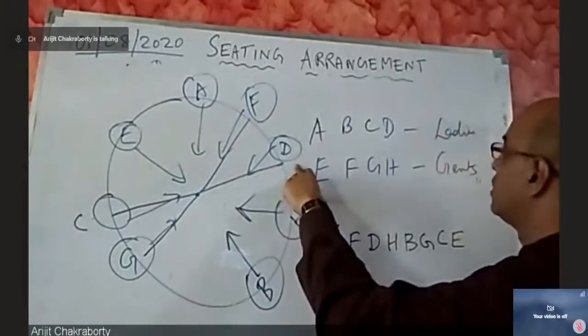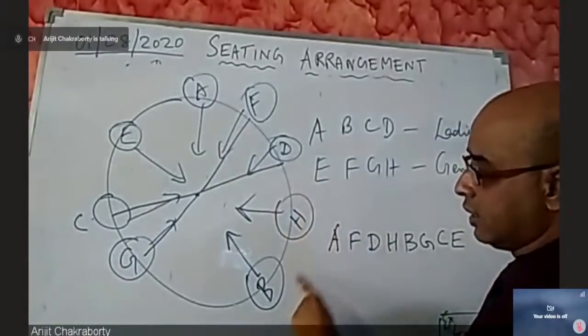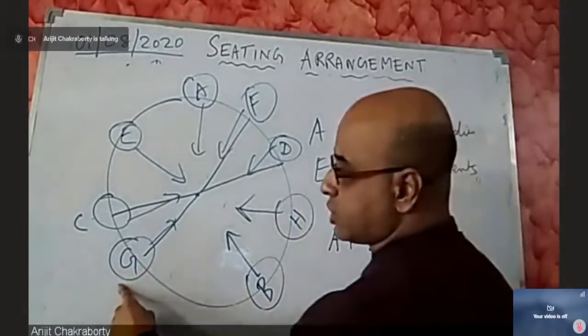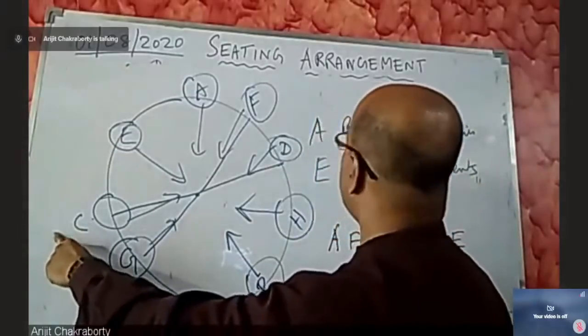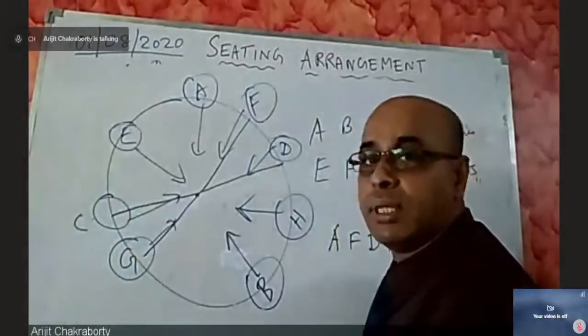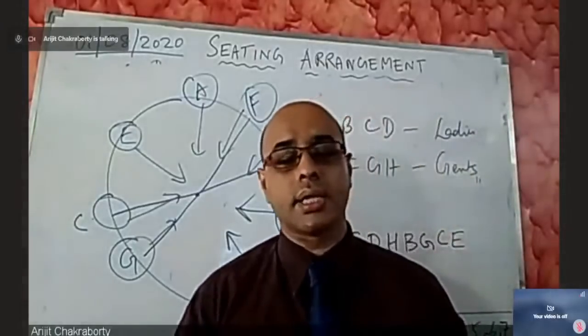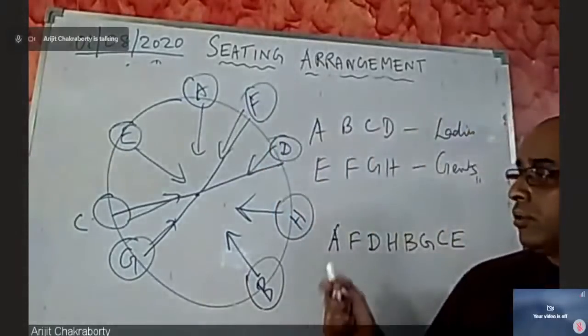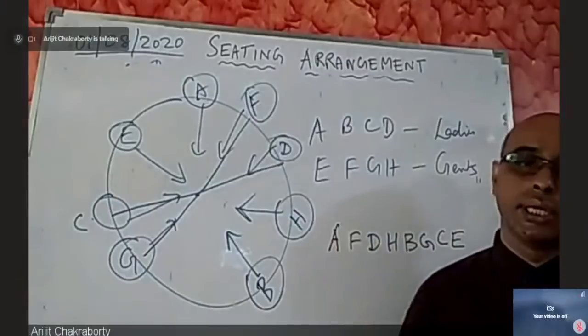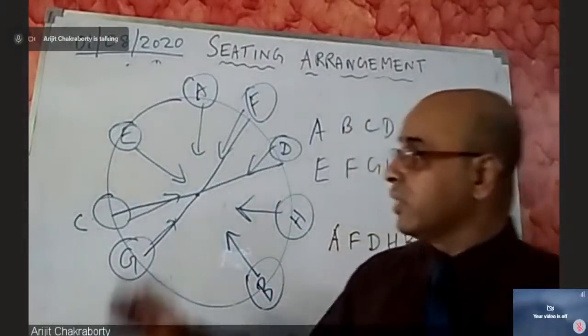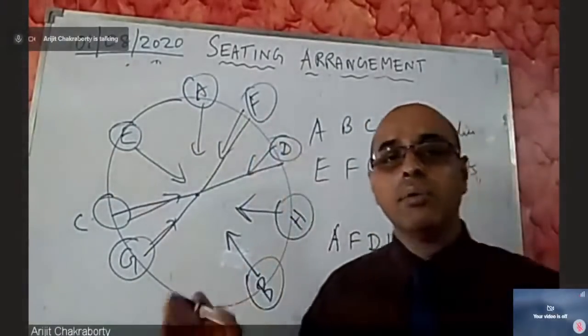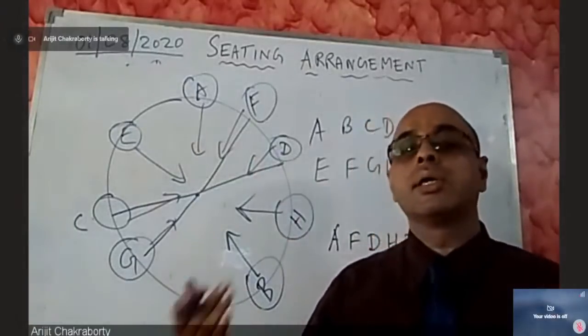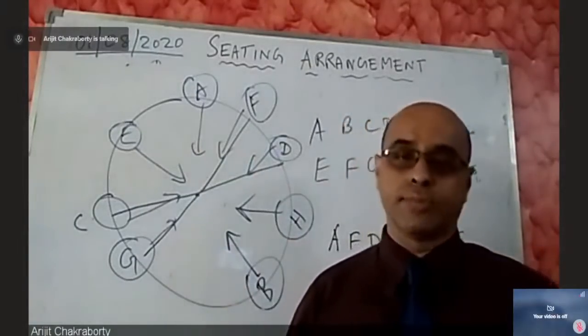D means lady, H means gent. B is a lady, G is gent. C is a lady and E is a gent. That means no two ladies are sitting beside each other and no two gents are also sitting beside each other. So I think this is clear to you, and this is how we solve problems on circular seating arrangements.